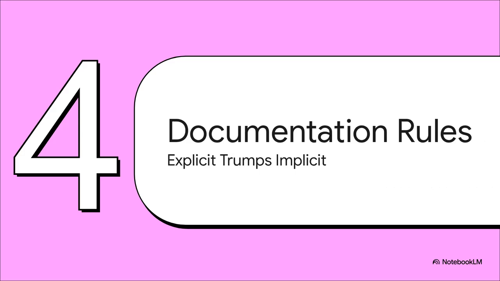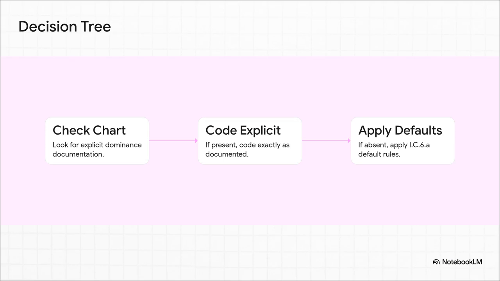Let's keep moving to Section 4. When does documentation override these defaults? Because remember, explicit always trumps implicit. Think of this like a step-by-step decision tree. Step 1, you always check the chart for explicit dominance first. You only use the defaults if that detail is completely missing. If the provider actually did their job and documented the dominance, you move to Step 2, code it exactly as written. You only drop down to Step 3 and apply those defaults if the information just isn't there.